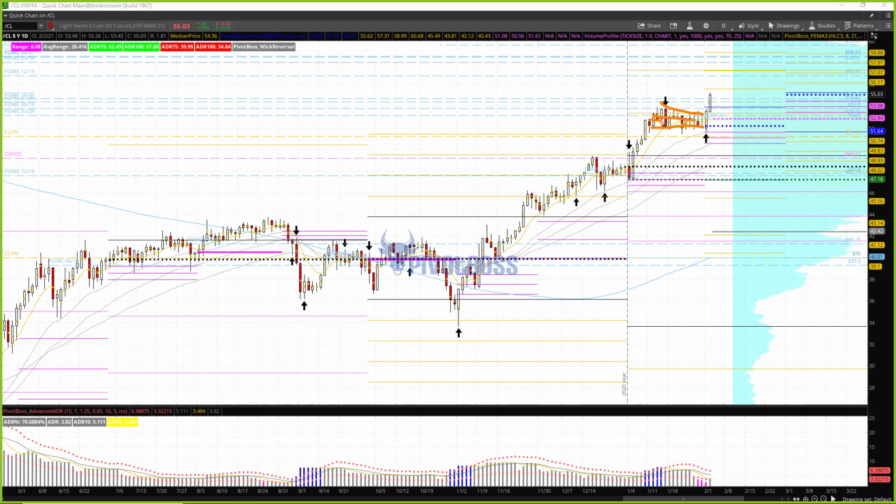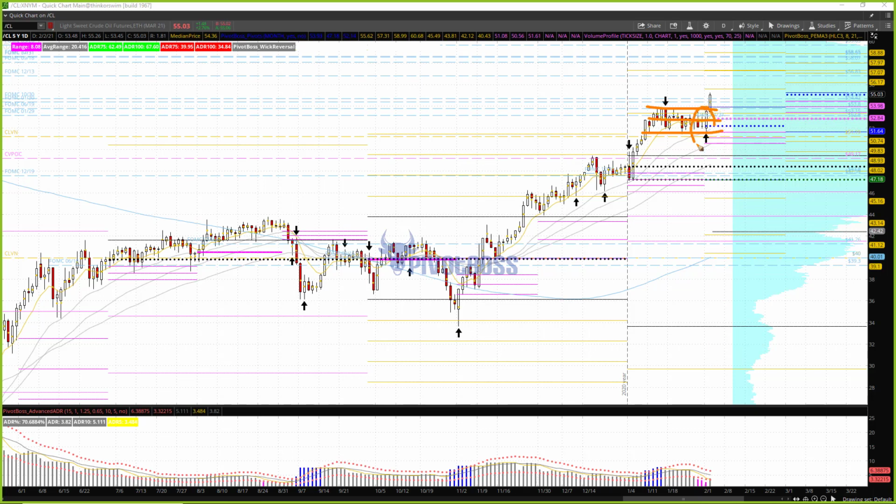Anytime we start going sideways for longer than 3, 4, 5 days, you know I start to quantify this range with our PivotBoss Advanced ADR indicator. This indicator basically measures current price range against what the historical price ranges are for a given period of time. And from there you can quantify the range and also then project potential expansion based on the energy that range has developed.